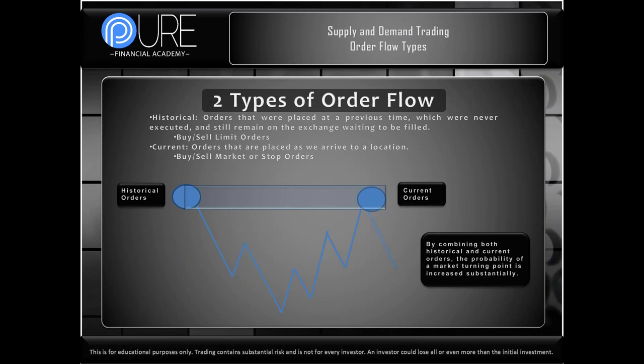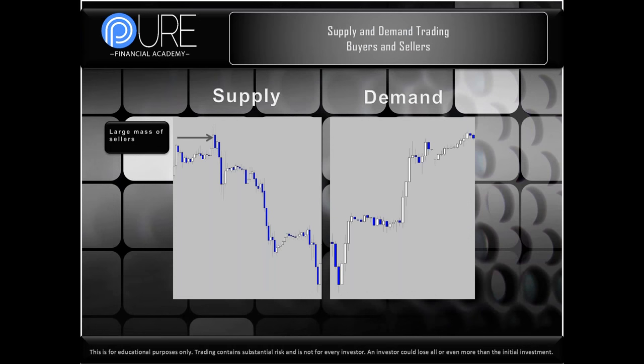Okay. So, excuse me, guys, if I keep moving forward here, on the left, we have a representation of supply. This is a large mass of sellers, and we know that because clearly price drops away from there substantially. So there is your zone theory. We can use that rectangle to literally just give us a graphical representation of where we're willing to take part in the market. And this is simple.